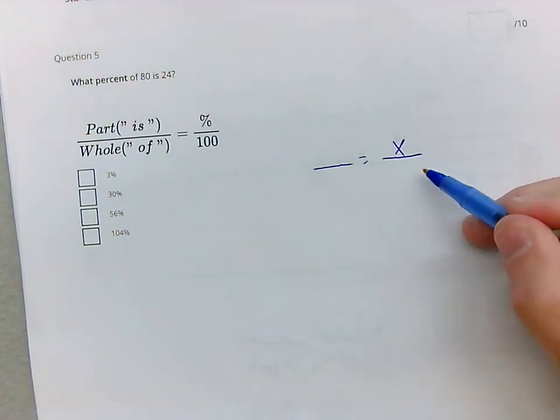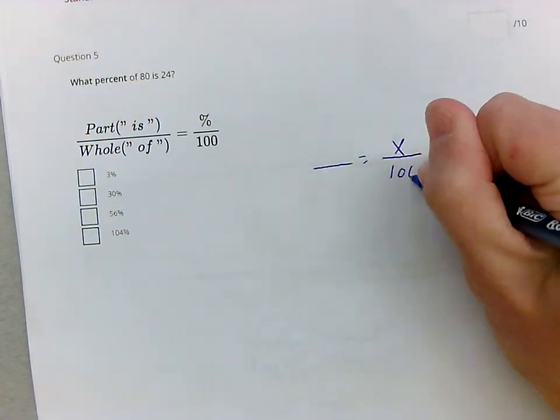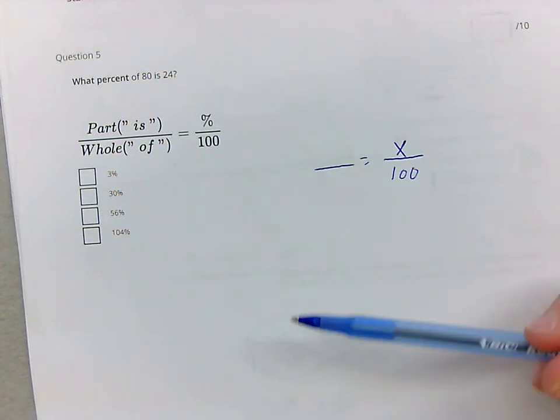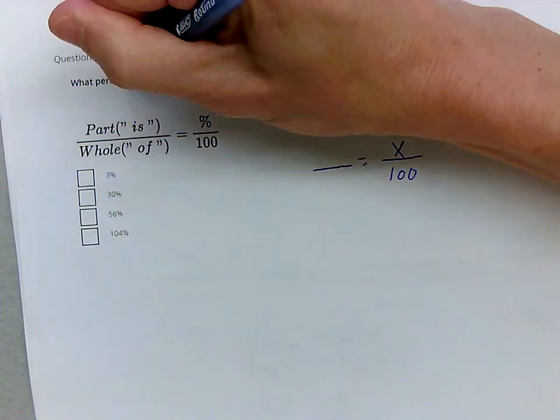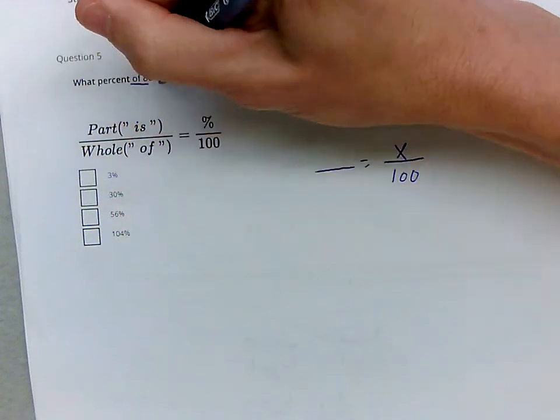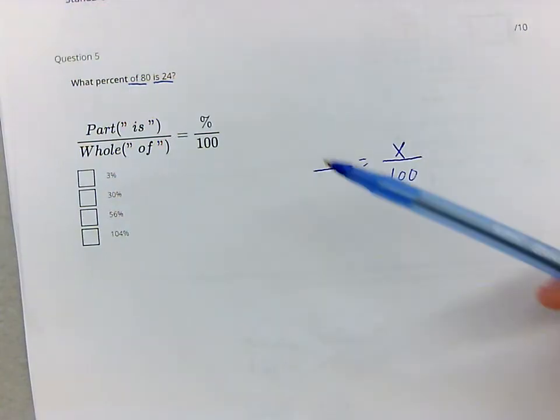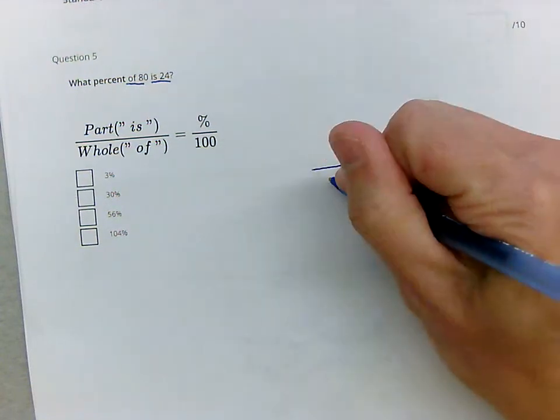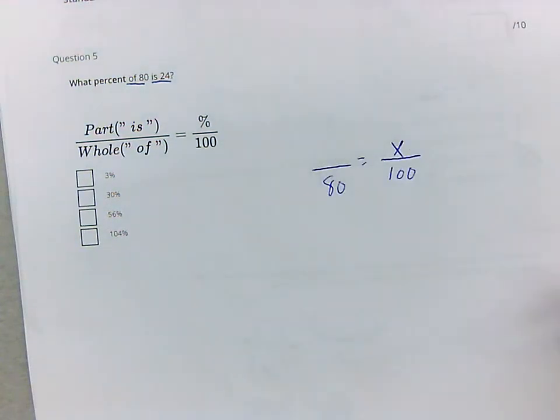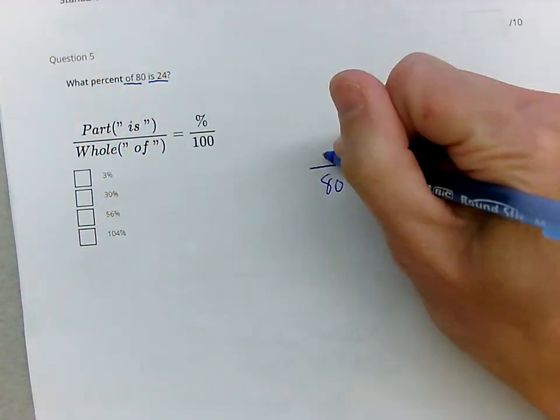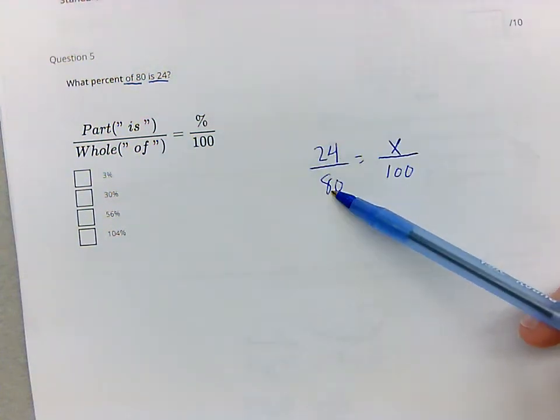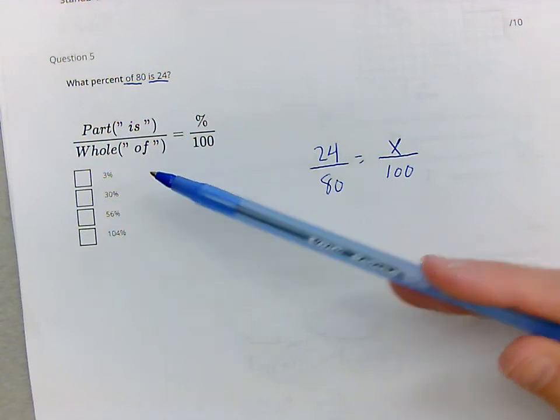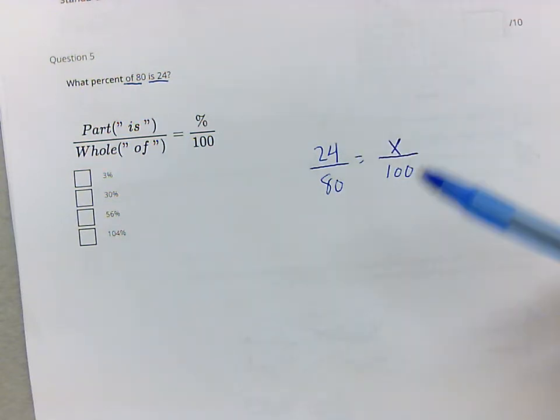So since we don't know it, I know I'm going to put x over 100. That's what we're trying to solve for. Then I go back up. Of 80 and is 24. So of 80, well, of goes in my denominator here. And is 24 goes in my numerator. So I've plugged in all of my numbers in the correct proportion setup here. I'm solving for that percent.